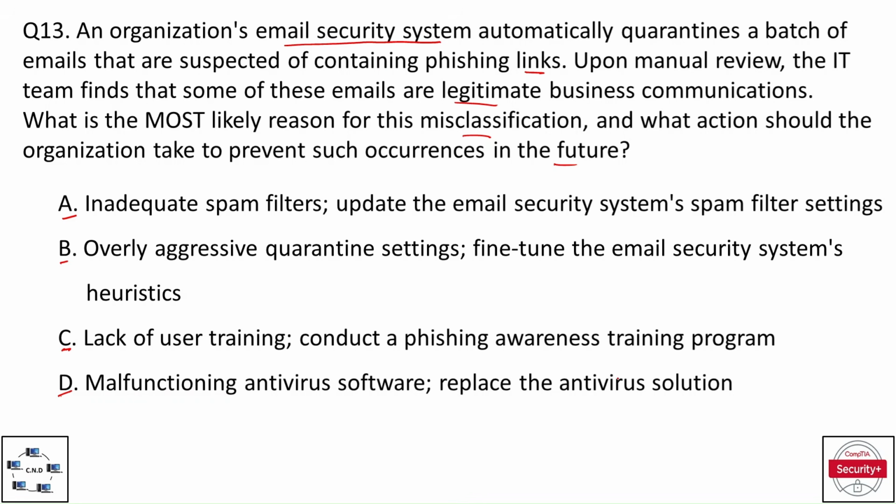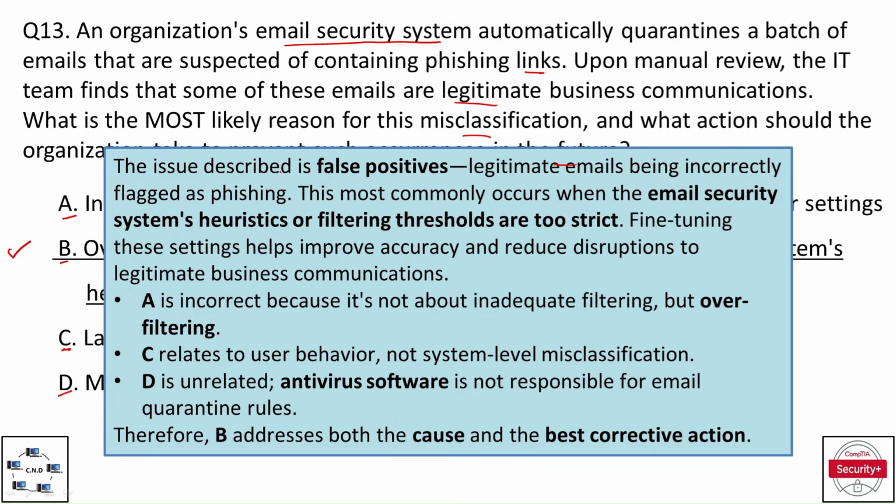And the correct option is option B, overly aggressive quarantine settings, fine tune the email security system heuristics. So the issue described is false positives, that is, legitimate email being incorrectly flagged as phishing. This most commonly occurs when the email security system heuristics or filtering thresholds are too strict. Fine tuning these settings helps improve accuracy and reduce disruptions to legitimate business communication.